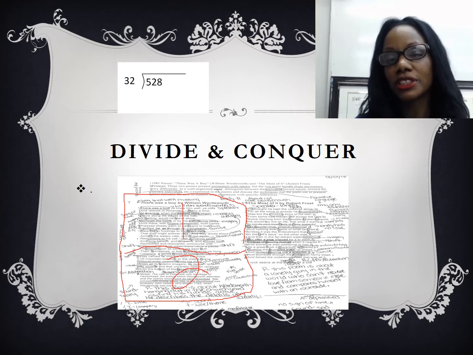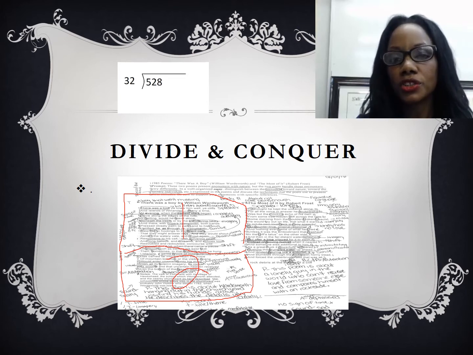So this essentially means that you could take one poem, divide it into 3 sections, and you're going to have 3 body paragraphs. But to be honest with you, when you're doing an essay, you want to do a 2 body paragraph response.